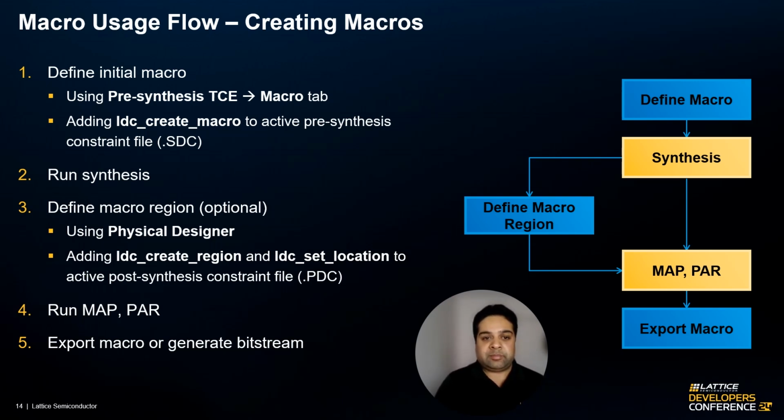Once place and route is completed, the fifth step would be to export macro or generate the bit stream. After completing the map and par process, you can either export the macro or generate the bit stream. In summary, creating macro involves defining the initial macro, running synthesis, optionally defining a macro region, running the map and par process, and finally exporting the macro or generating the bit stream. This flow ensures that the macro is properly integrated and ready to use in your design.